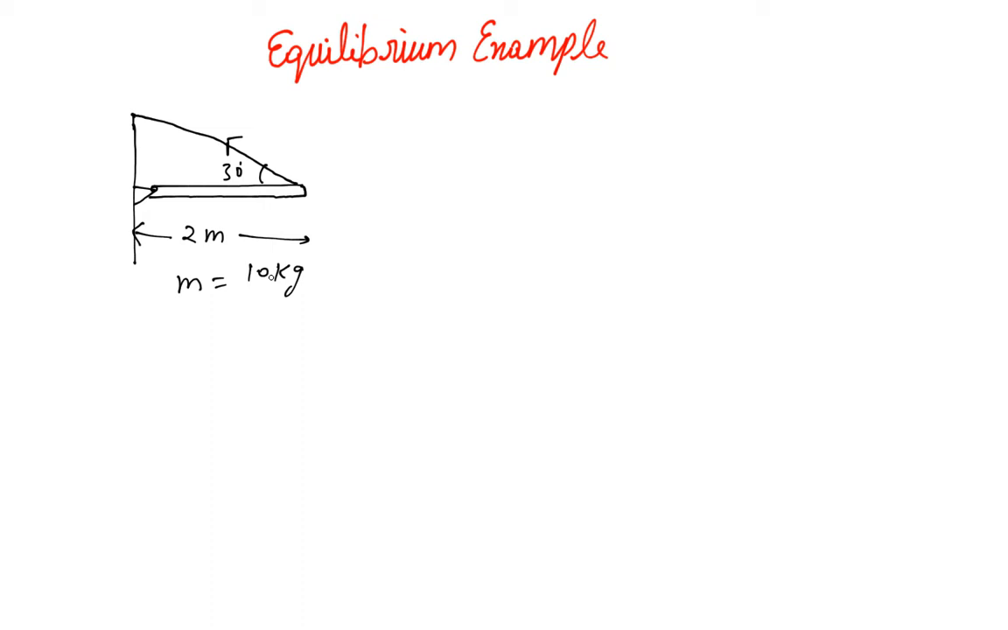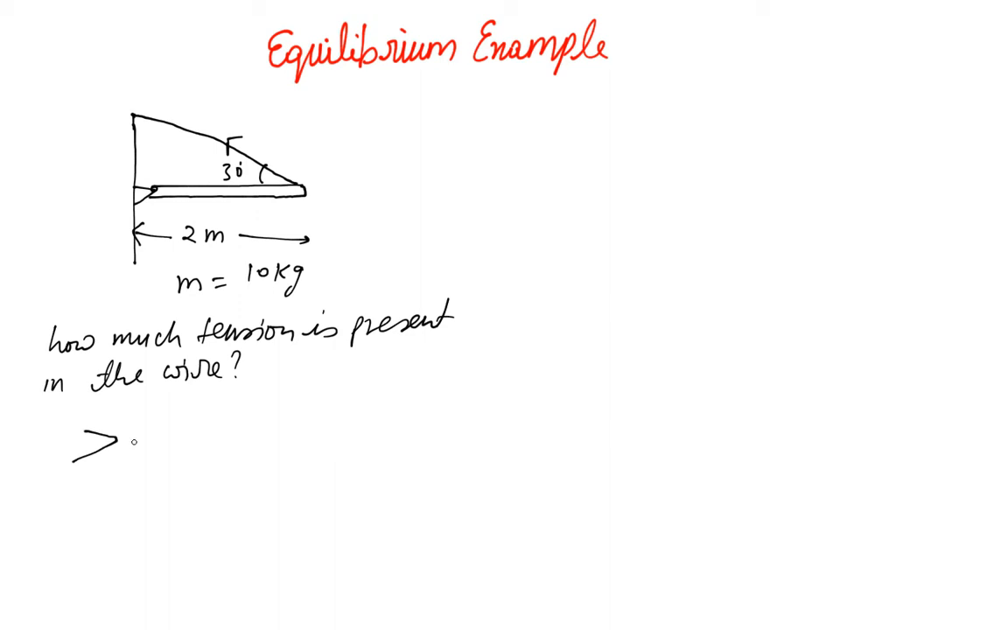Okay, so the question is, how much tension is present in the wire, and the other thing is how much upward force this hinge here is providing to the beam, right? That is the question. So the first question is F, and how much is T, tension T.